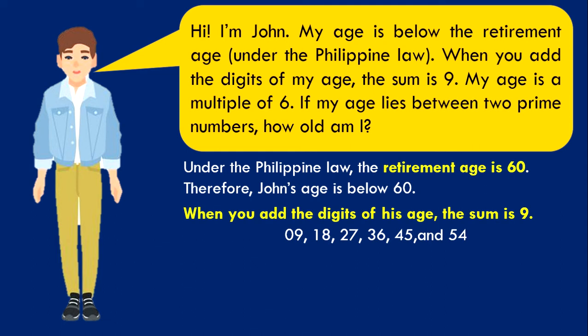Another clue is that it is a multiple of 6. If it is a multiple of 6, obviously 9 is not a multiple of 6, and so are 27 and 45. So therefore we have 18, 36, and 54. Only 18, 36, and 54 are multiples of 6 among the options.